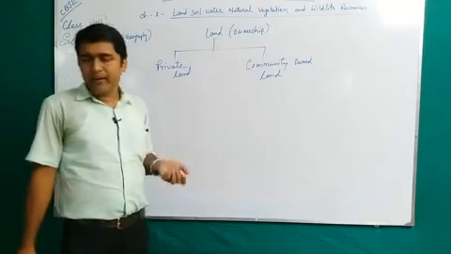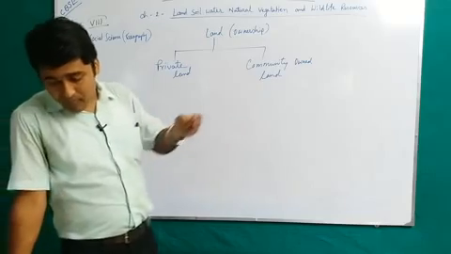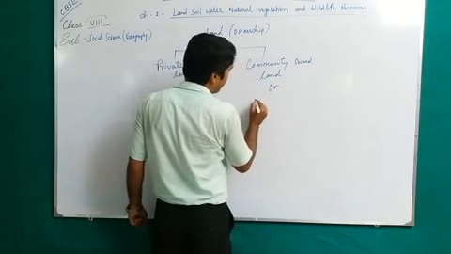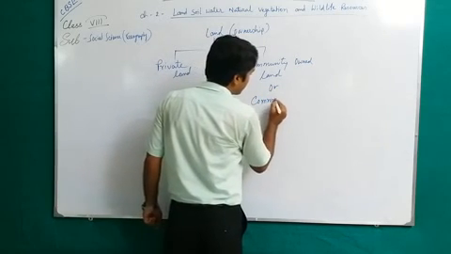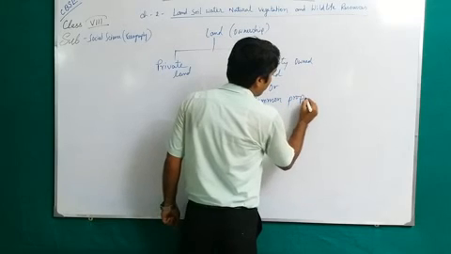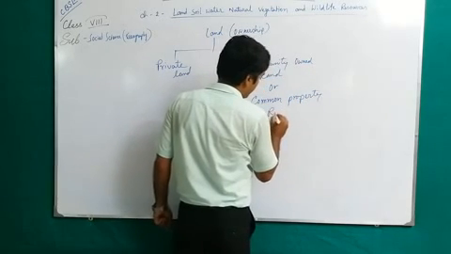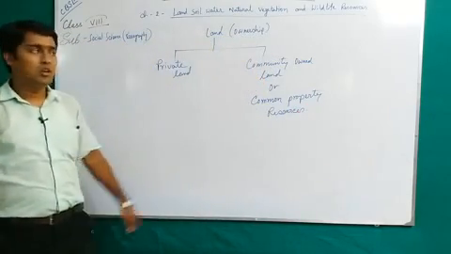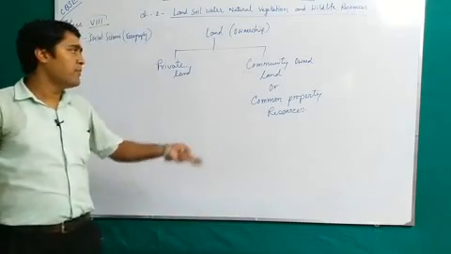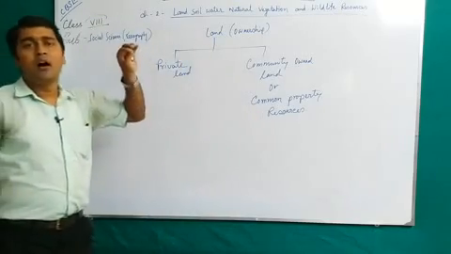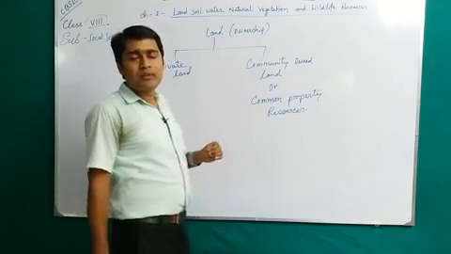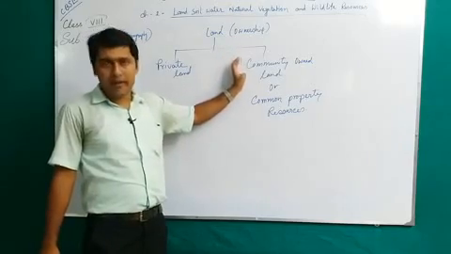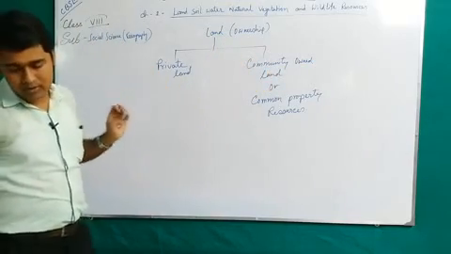This is also in your book. Now, this community land is also called common property resource. Common property resource means those resources owned by common people. So community owned land, or community land, you can also say is a common property resource.